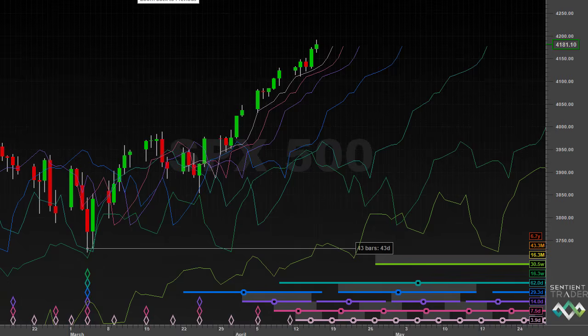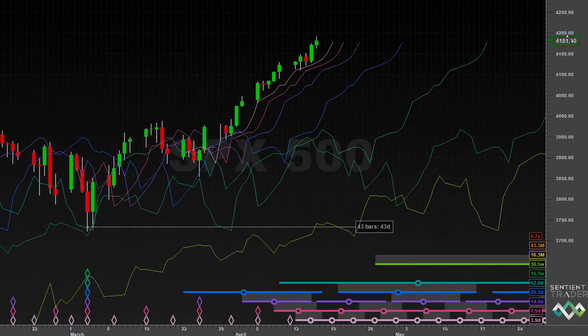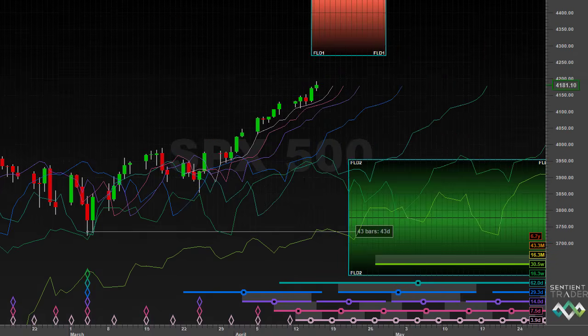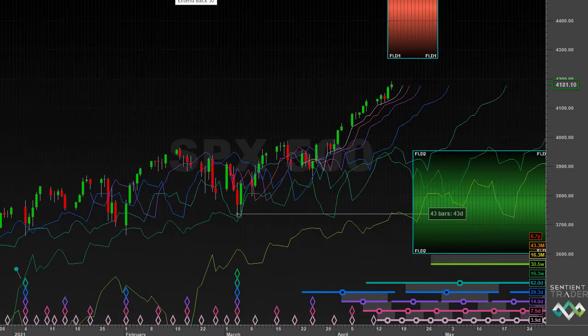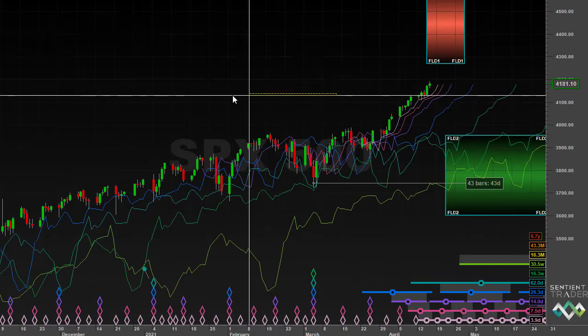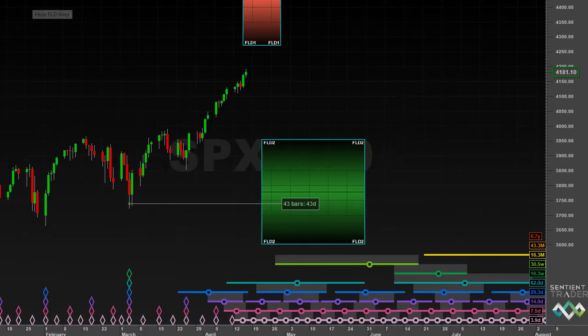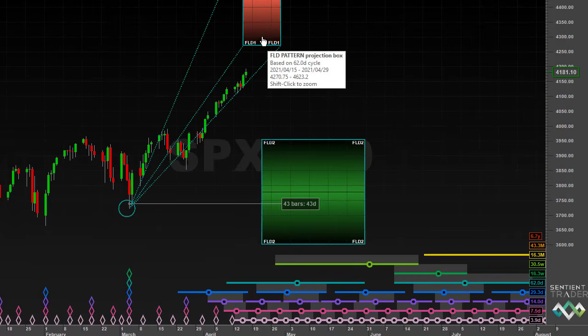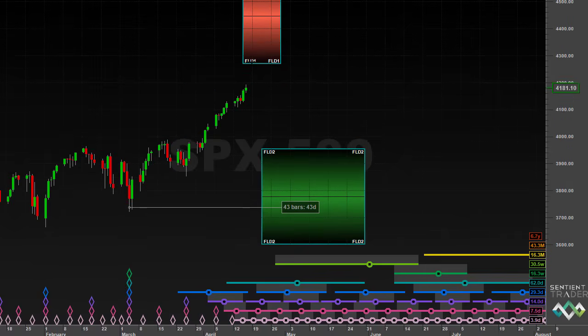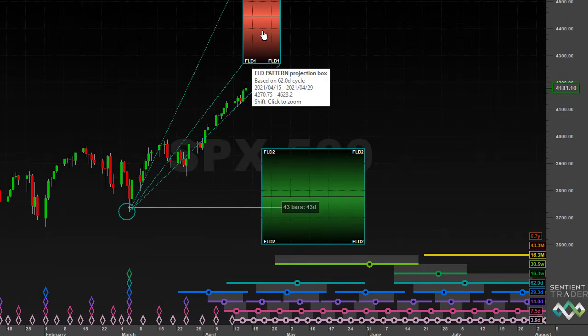Fortunately, we don't have to do all of that manually because Sentient Trader has a feature built into it which is called the FLD pattern projection. Let me zoom out a little bit and let's take a look at the pattern projection for the 80-day cycle. Let me actually turn off these FLDs for now just to make this a little clearer, and I'll show you what is happening here. Here is the upwards FLD pattern projection for the 80-day cycle.